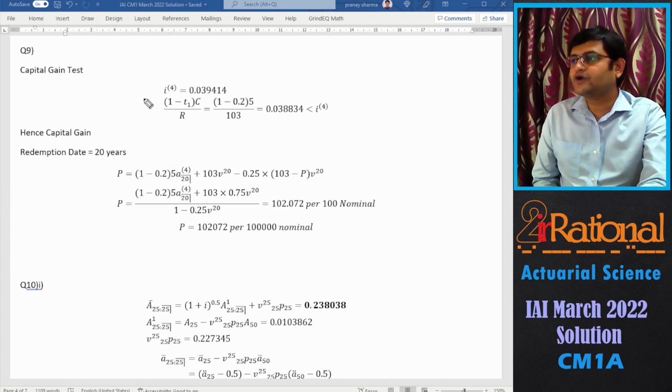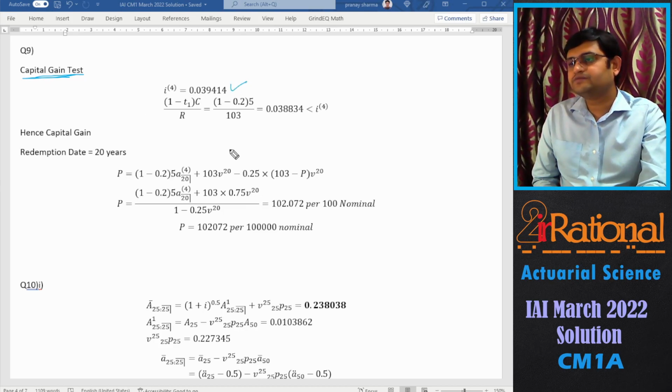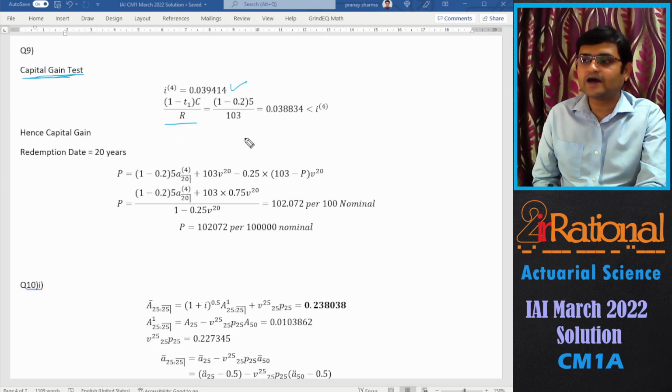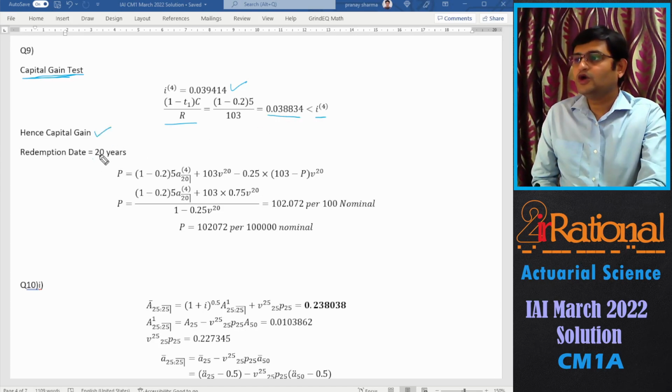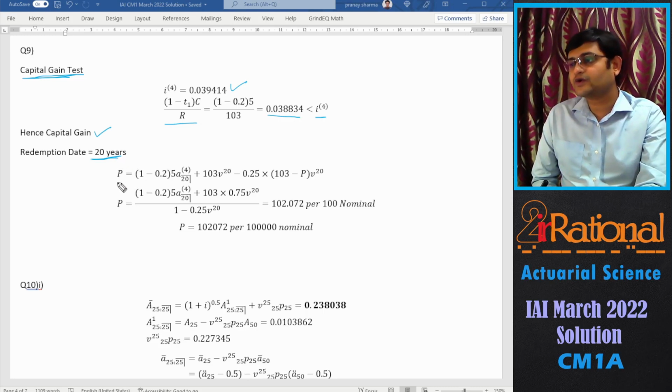So the first thing we'll do is calculate what would be our optional redemption date. For that we'll do the capital gain test. So I4 for quarterly payments, then (1 minus T1) C by R. So clearly that is less than I4. So we have capital gains. So the optional redemption date that we'll be taking would be the later date for calculating the price, as the worst case scenario.